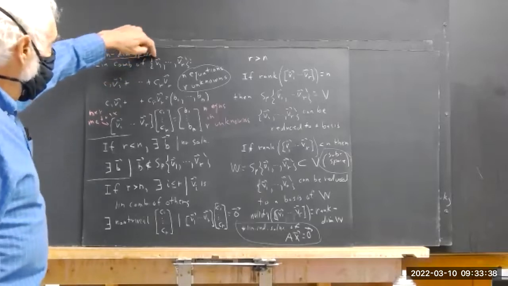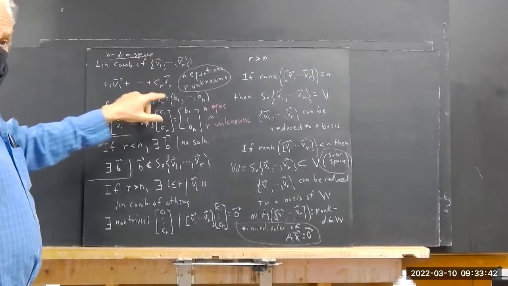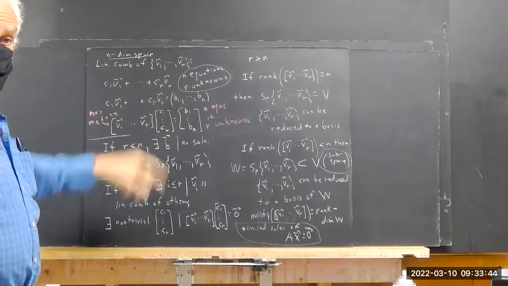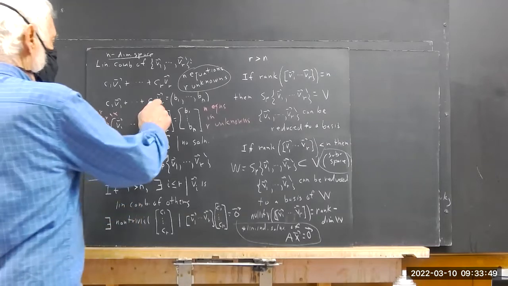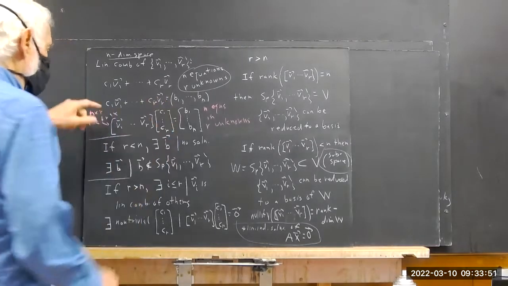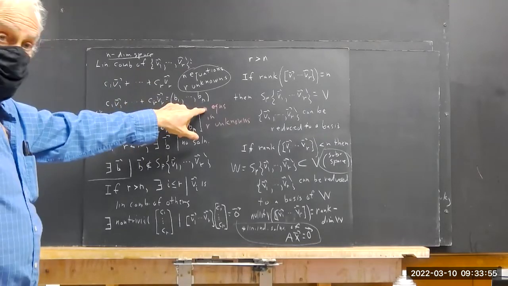You've got a set of vectors V1 through VR, and a linear combination is just a sum of multiples of V1 through VR. There it is. If you have an equation, a linear combination of this set equal to some vector.